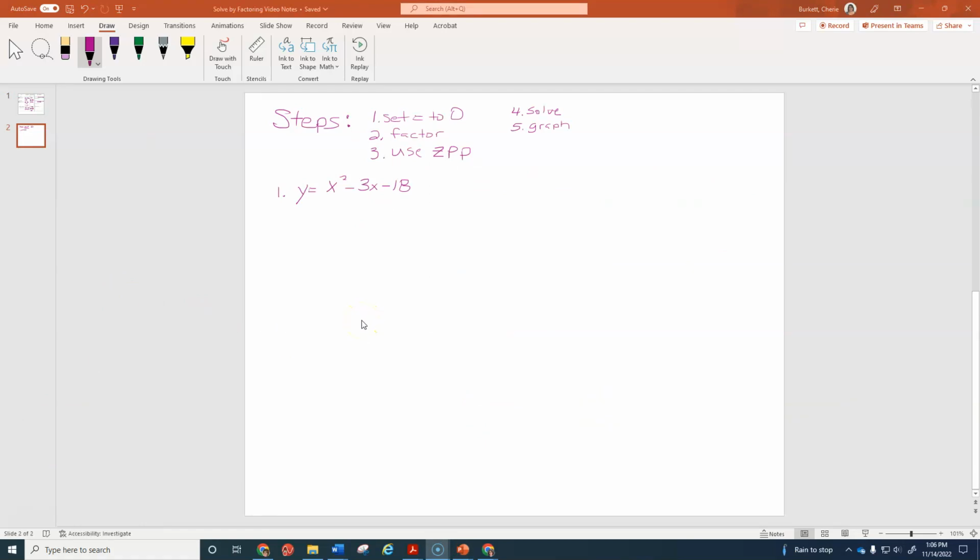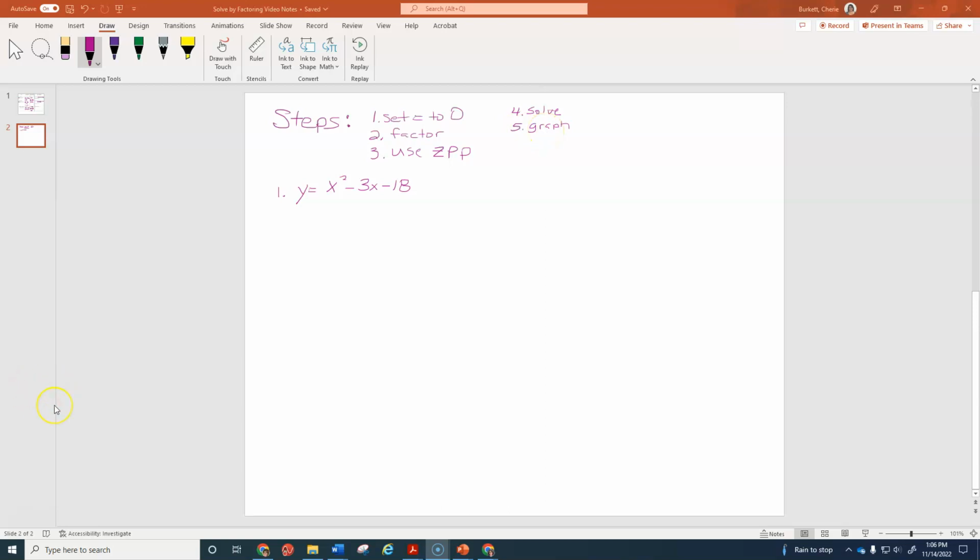All right, so we're going to go over the steps for solve by factoring. The first thing you're going to do is set it equal to 0. There's lots of reasons why you have to set it equal to 0. I'll give you a couple of different examples to make sure that you understand setting it equal to 0. Then we're going to factor it. Then we're going to use ZPP, that's the shortcut for zero product property. As we do it, I'll explain the zero product property. Step number 4 is solve, and step number 5 is graph.